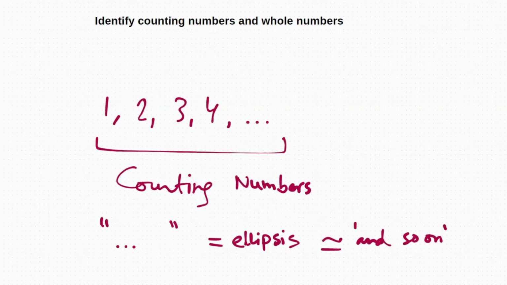Counting numbers are also called natural numbers. So if you want to know the definition of natural numbers, it's the same as the counting numbers. The counting numbers start with 1 and then continue.